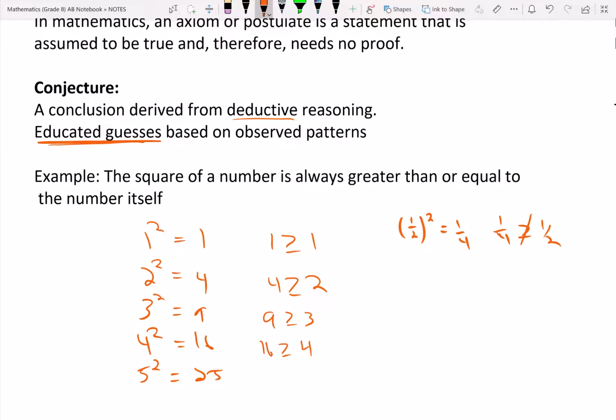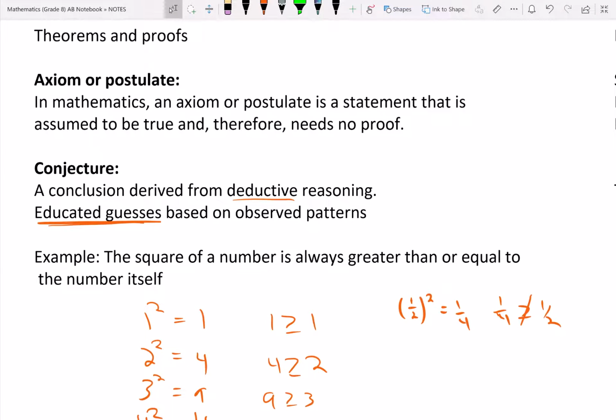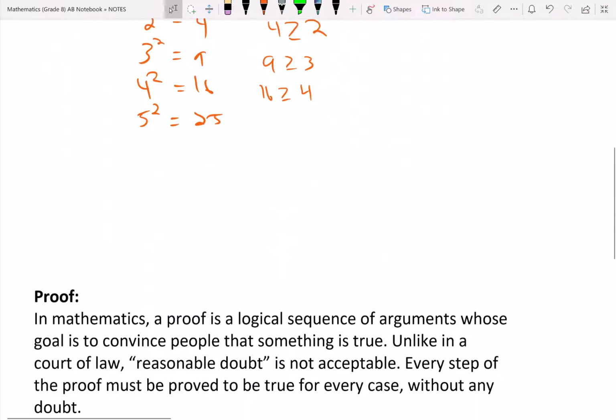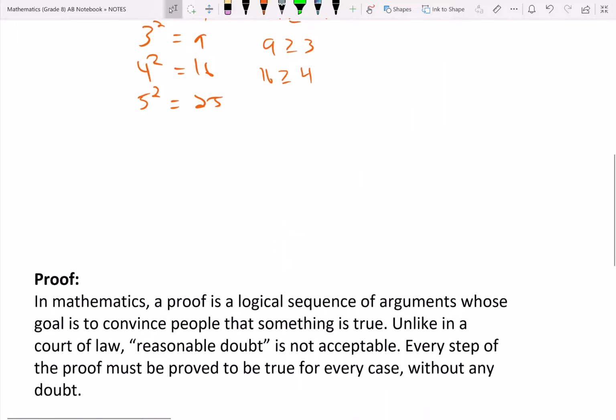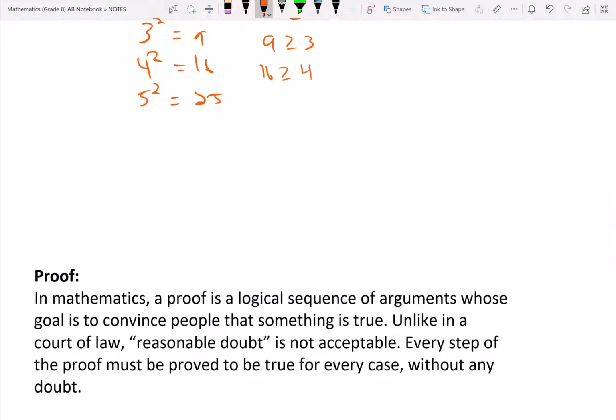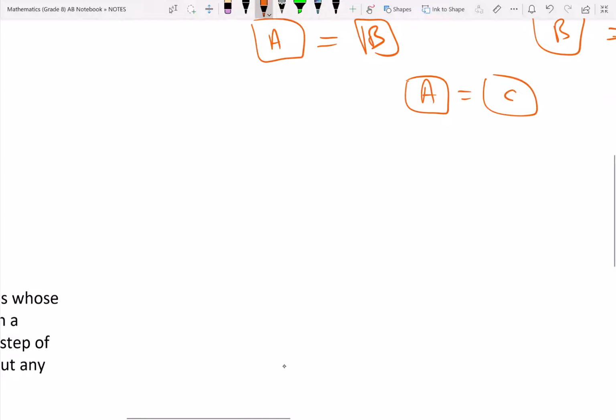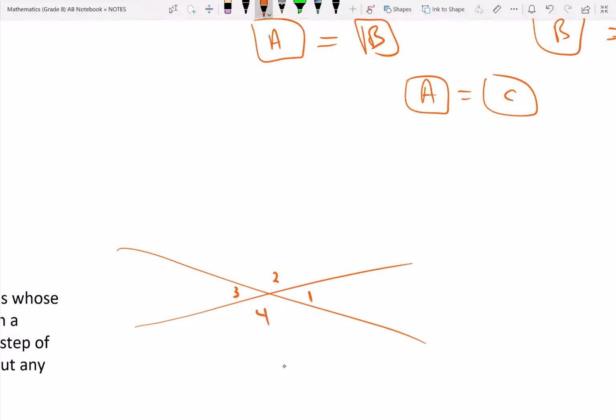So what do we have to do to make something more advanced than just a conjecture? Well, we need to do a proof. So in math, a proof is a logical sequence of arguments whose goal is to convince people that something is true. But this is unlike in a court of law where you could have reasonable doubt. Every step of the proof must be proved to be true in every case without any doubt. Let's take a quick example. Let's look at something called vertical angles. So if I just draw 2 lines, any 2 intersecting lines, 4 angles are created: angle 1, 2, 3, and 4.